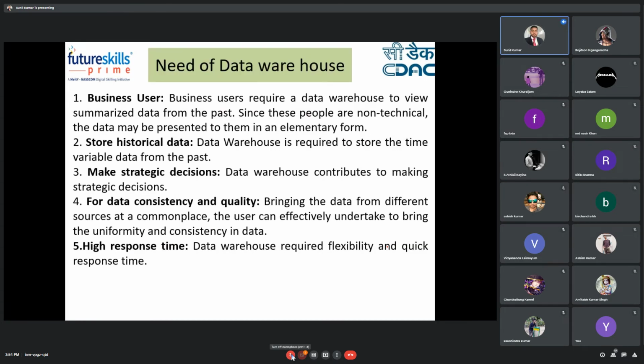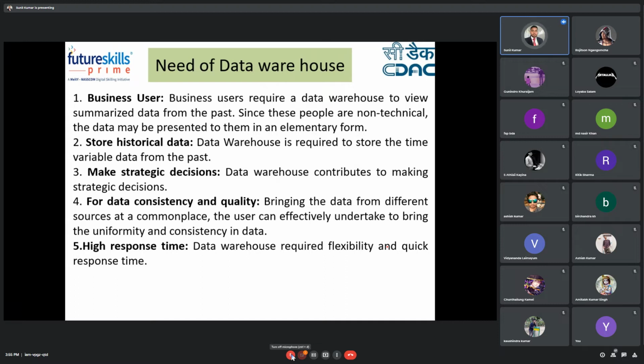Need of data warehouse. Basically, there are a number of needs. A few of them I have picked here. Business users: you know that in today's time data is a very important factor, and every business runs on data. So data is the core component, we can say, for any organization. So business users, when they are communicating and working in the market, find the data warehouse very important because not every business person is technical. Some may be non-technical. So to understand and to take decisions about their daily routines and about the business, they require the data warehouse.